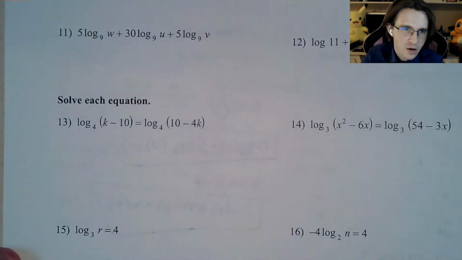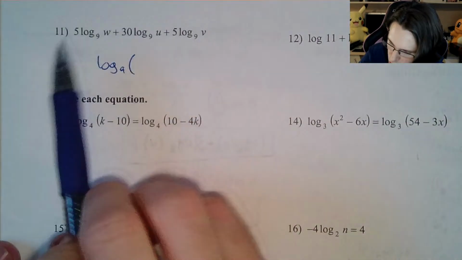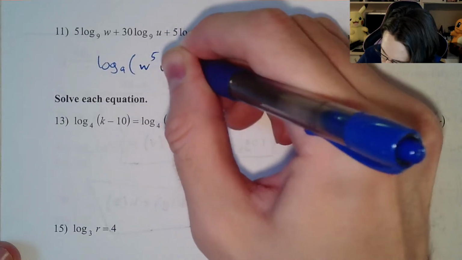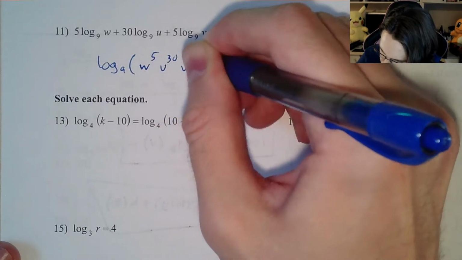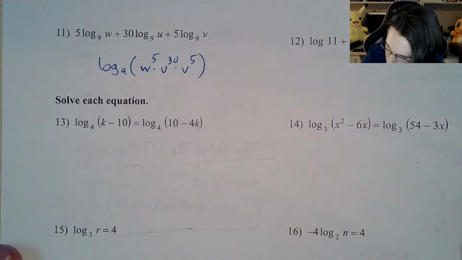On to the back side, number 11, same exact quickness. So we have log base 9. No minus sign, so there's no fraction. We have a to the power of 5, u to the power of 30, v to the power of 5. Done. These are nice and quick. If you want to put little times symbols in between, you can.